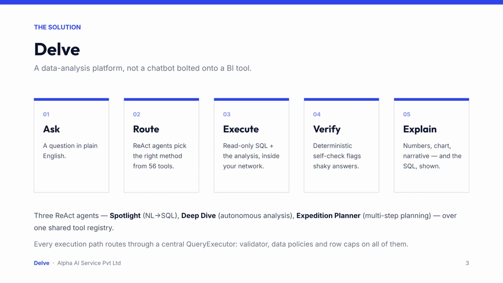Delve is a comprehensive data analysis platform. It works through a 5-step process: asking the question in plain English, routing it to the right method, executing it locally, verifying the results, and providing a clear explanation with the underlying SQL.